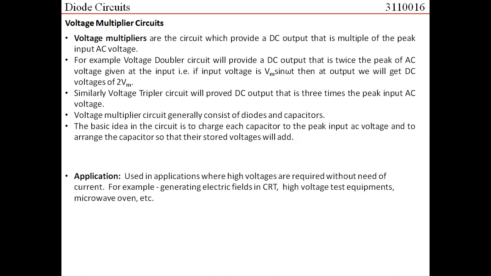Examples of such applications can be inside our oscilloscope, the CRT, cathode ray tube, which is there inside the oscilloscope that we use in laboratories of basic electronics. Such circuits are used to generate electric fields. Similarly, I may have some testing equipment, particularly insulation testing equipment, where I require high voltages to be generated. Another common example of voltage multiplier circuits is the microwave oven.